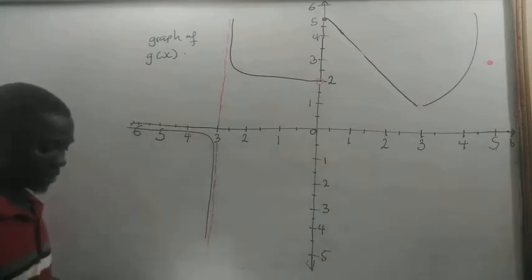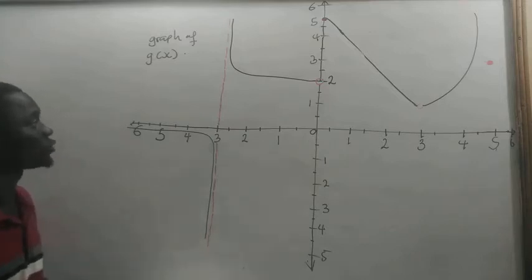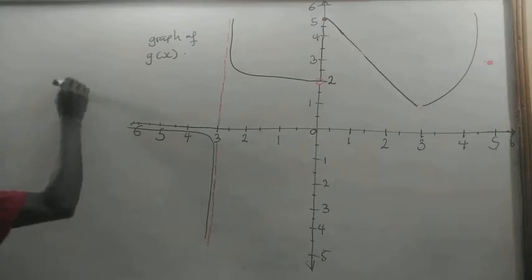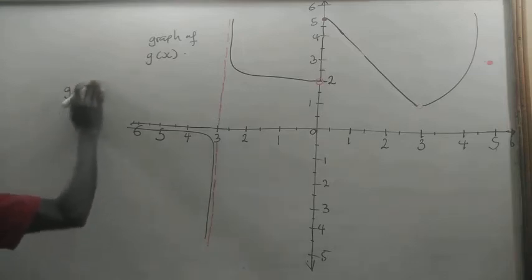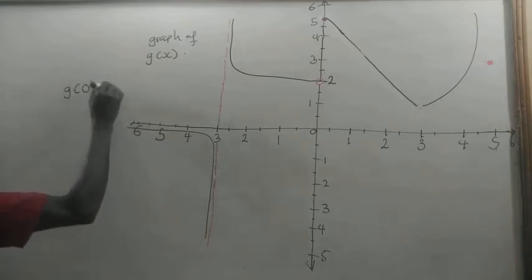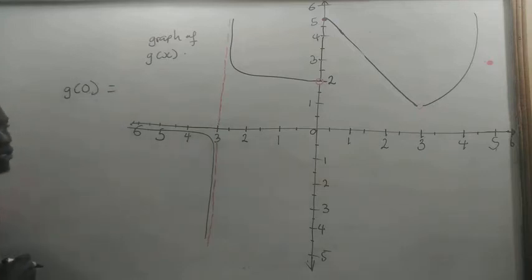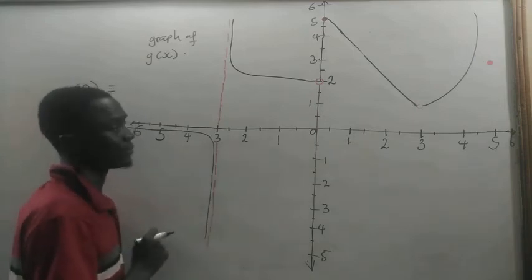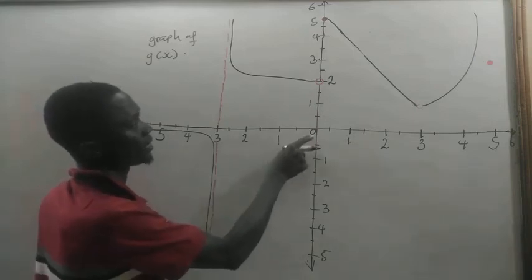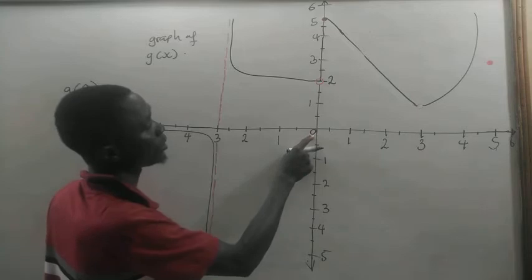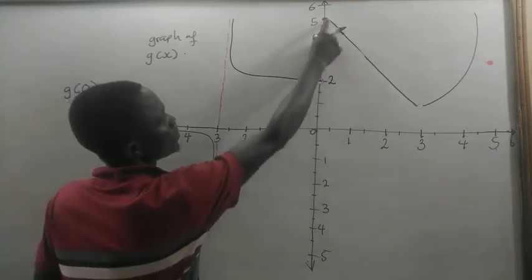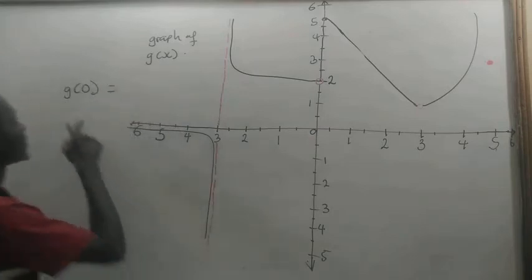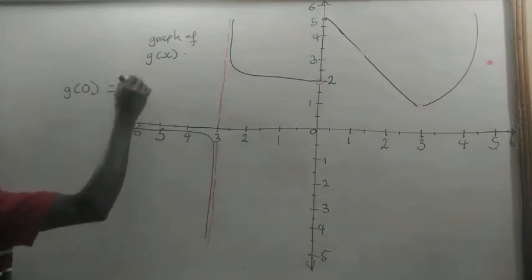Now, the first question is that we have to find g of 0. So let's find g of 0. So let's locate 0. This is 0. That is the center here. So if we take 0, then here there's a hole. But here, we've deepened it, so it means that g of 0 is equal to 5.